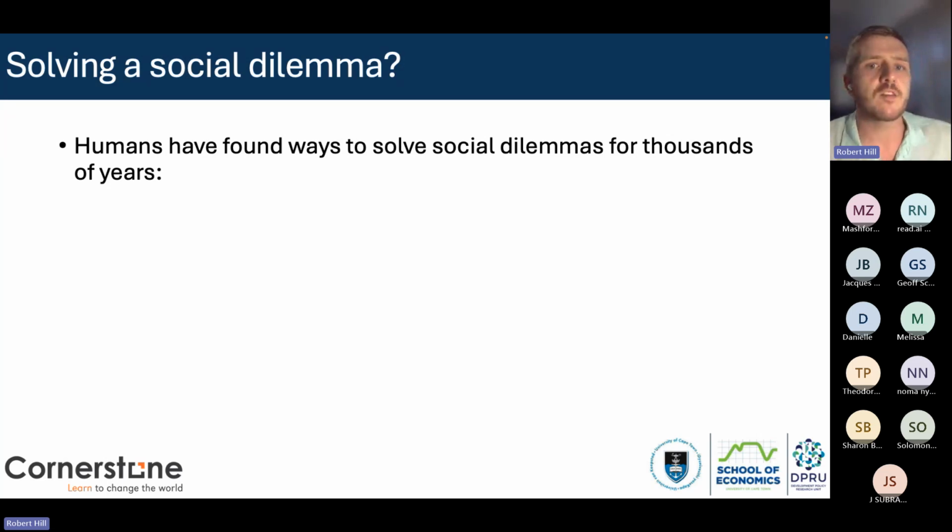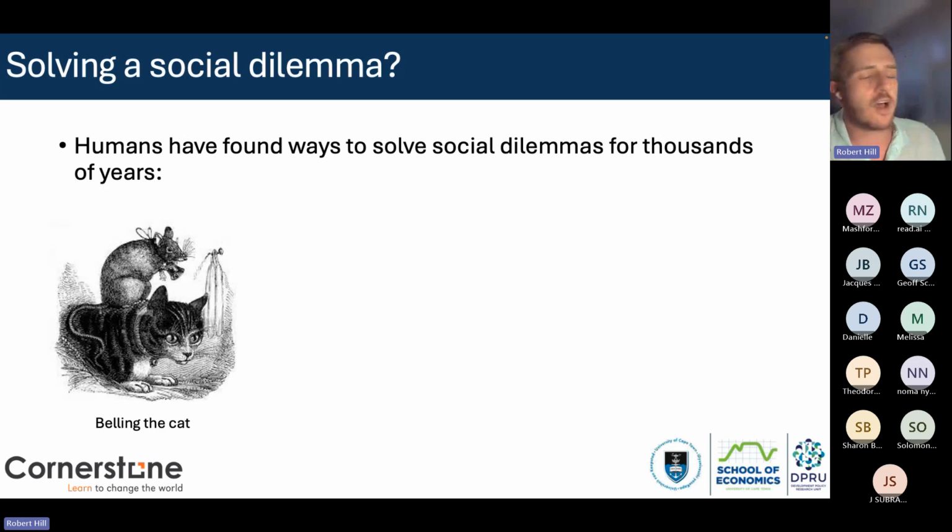And as humans, we have actually found ways to solve these social dilemmas, and to steer them towards the outcomes that we want, for thousands and thousands of years. All the way back 2,500 years ago, Aesop, who wrote the story about the tortoise and the hare, wrote a story about Belling the cat, where there are a bunch of mice living in a house with a cat, and they know that this cat is dangerous. They need to do something about this cat. So they decide they're going to tie a bell onto the cat's collar.